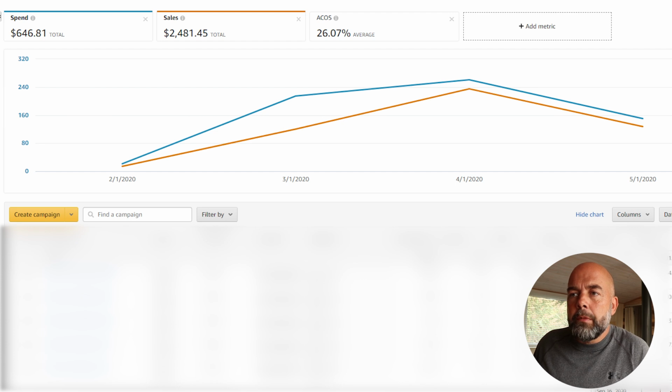We can see here from the screenshot of my Amazon ads campaign dashboard that during that time I spent $646.81 on ads. I made total sales, that's total revenue, of $2,481.45, which gives it an ACOS of 26.07%. Now, the ACOS percentage is basically the percentage of the spend over the sales. Now, this book retailed at $6.99.